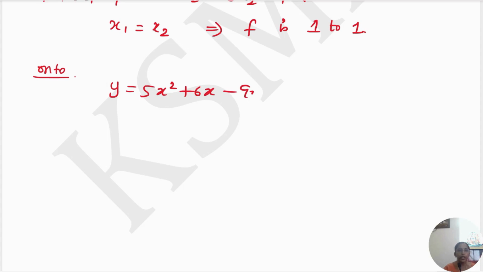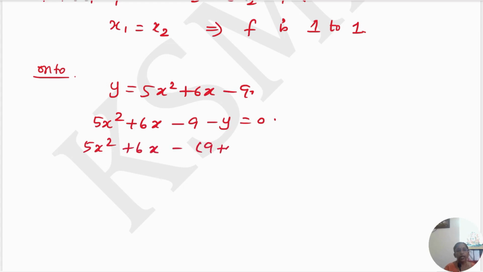So you rearrange your equation: 5x square plus 6x minus 9 minus y is equal to 0. So you can write it like this: 5x square plus 6x minus of 9 plus y is equal to 0. To solve for the x value, use the quadratic formula: minus b plus or minus root of b square minus 4ac by 2a. So here a is 5, b is 6 and c is minus of 9 plus y.